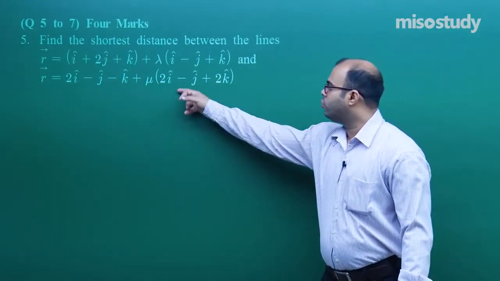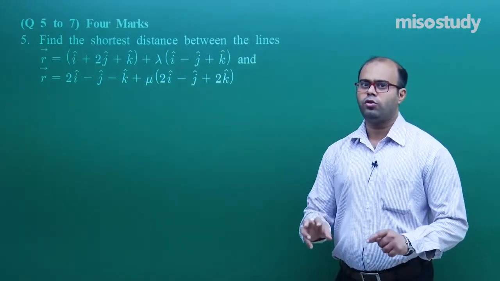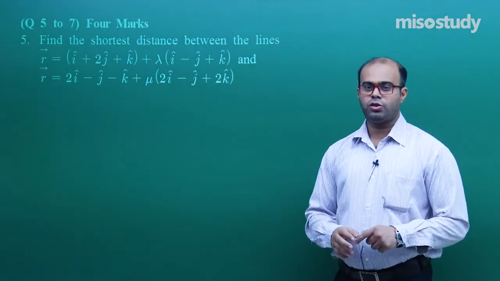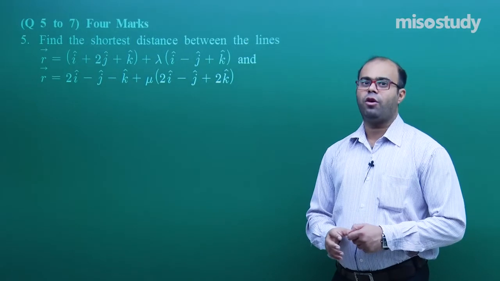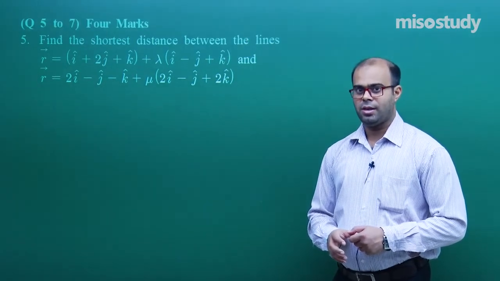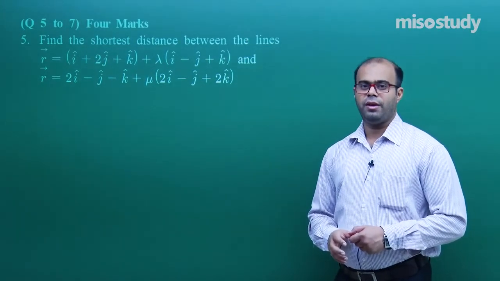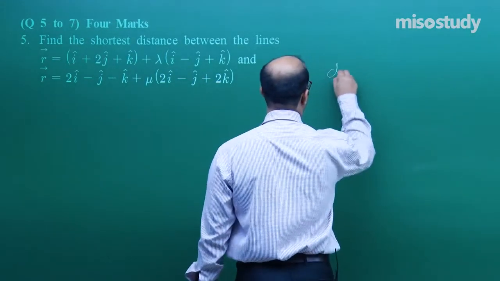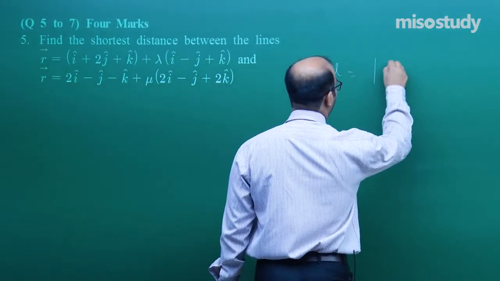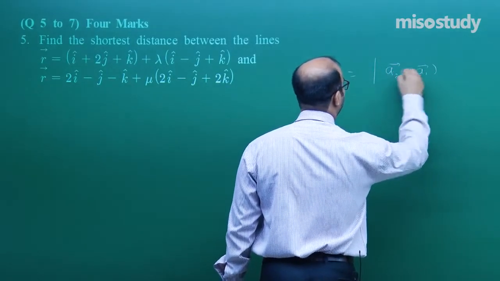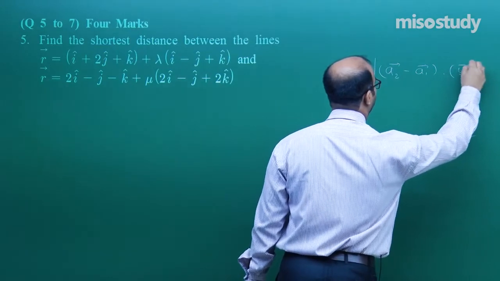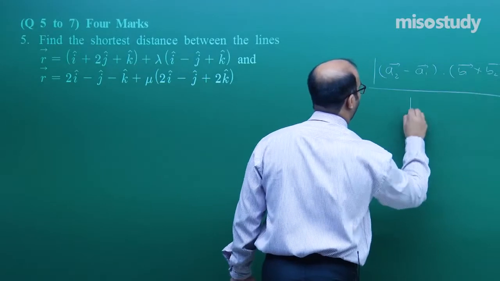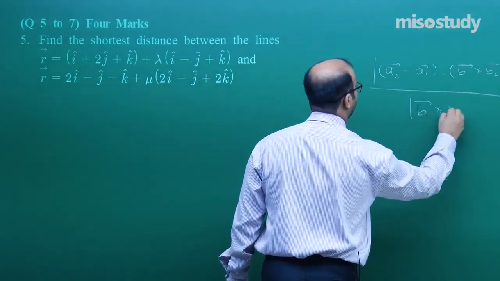So, these 2 lines are not parallel. We first want to decide whether these 2 lines are parallel or not, because if they are parallel, then we will apply the formula for distance between parallel lines. But if these 2 are not parallel, we will apply the formula for distance between skew lines. So, the distance between skew lines is, as you remember, mod of A2 minus A1 dot B1 cross B2, upon mod of B1 cross B2.